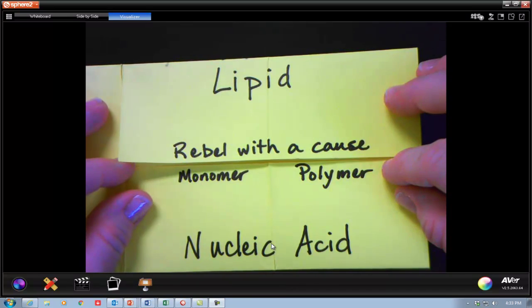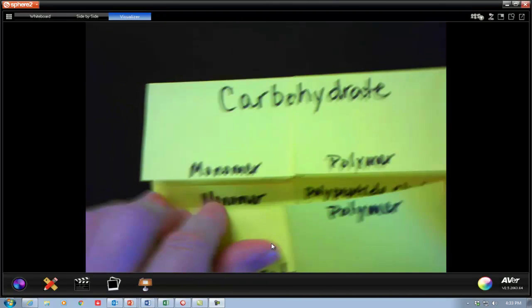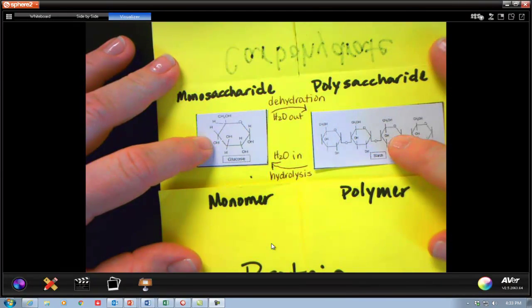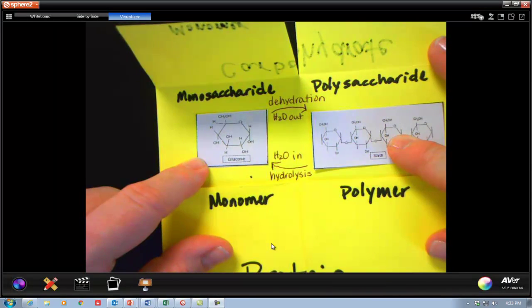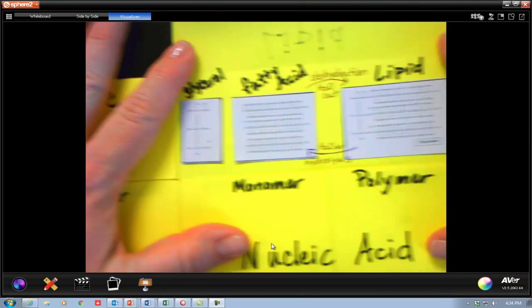Although lipids have parts, they don't have a true monomer and polymer, because the definition of a monomer and polymer is that the polymer is repeating units of the monomer. And in a lipid, we don't have that. We have two parts that together make the whole.